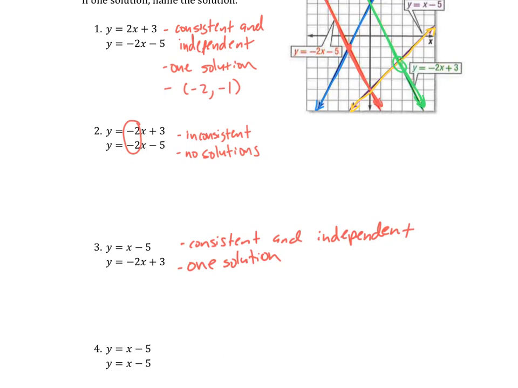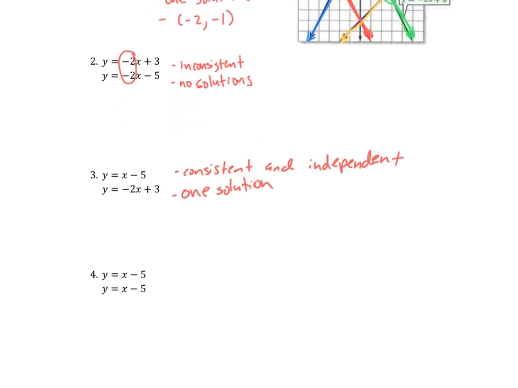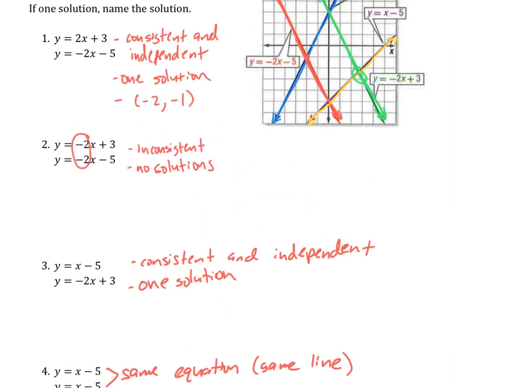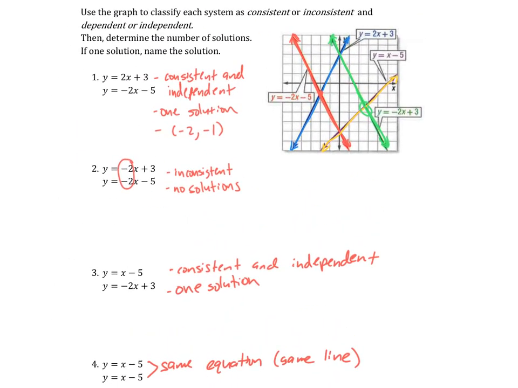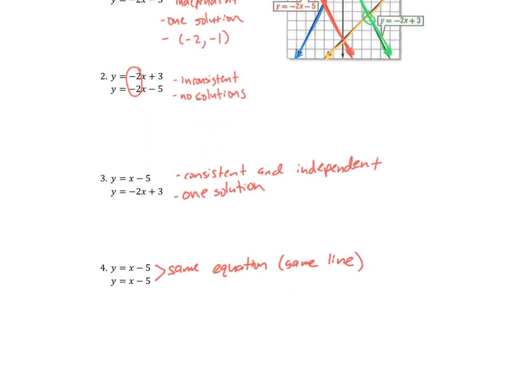And finally, we have a system that says y equals x minus 5 and y equals x minus 5. We don't even really need the graph for this one because we can tell that these are the same equation, same line. Okay, and if they're the same line, then we know that they are going to be consistent because the lines will cross at every point, but they'll be consistent and dependent. There will be infinitely many solutions.